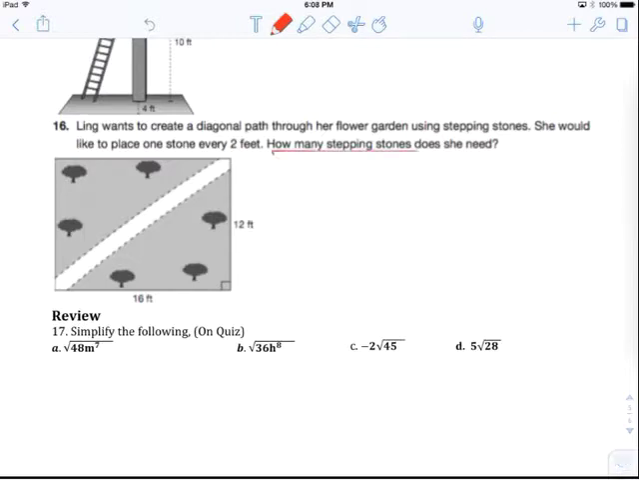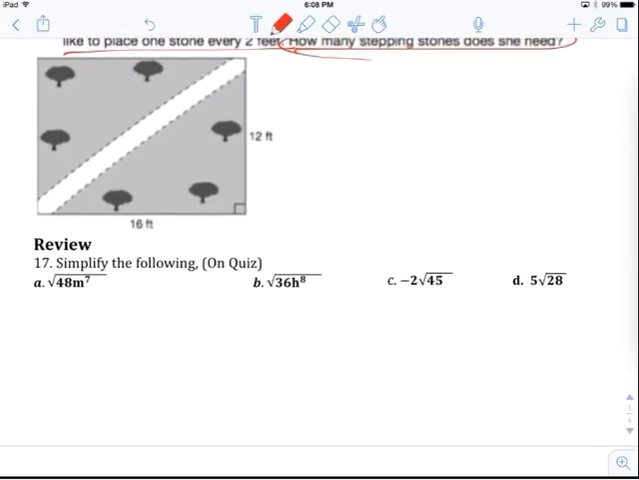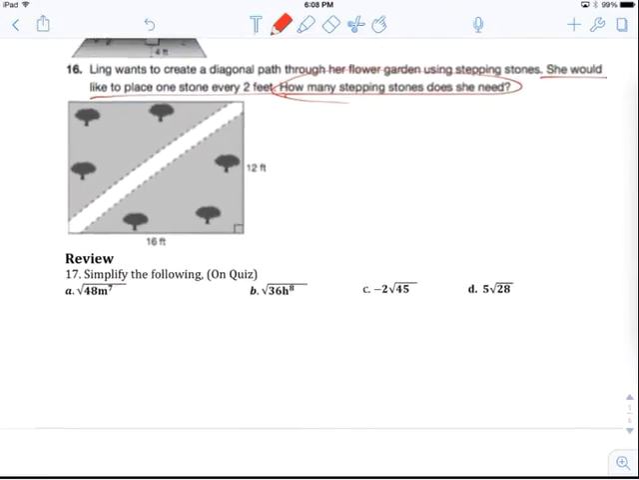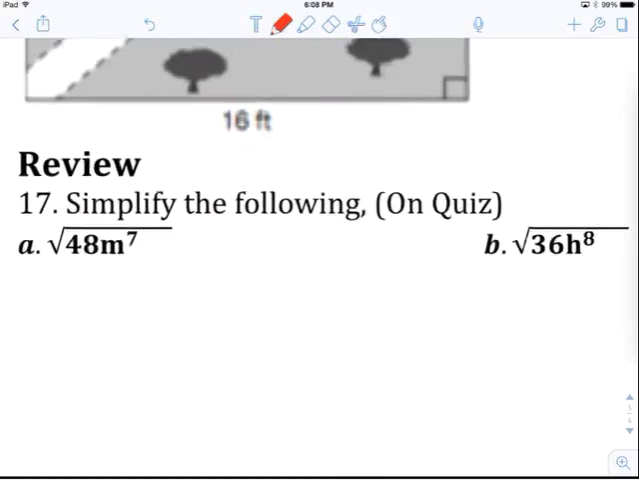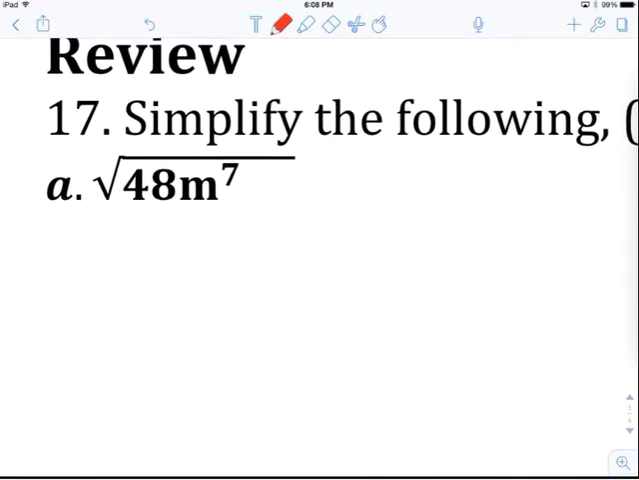Okay, make sure you answer this and understand what it's saying here. Okay, simplify this. I'll go over it in class because I think a lot of people won't get it. They'll do Pythagorean theorem and that'll be the answer. Okay, just a refresher.